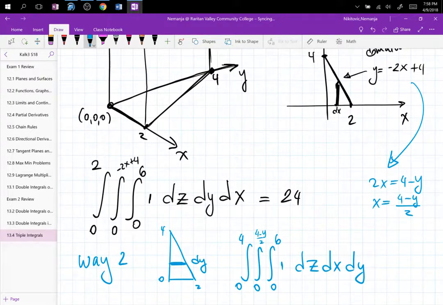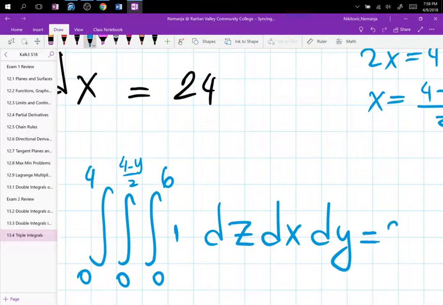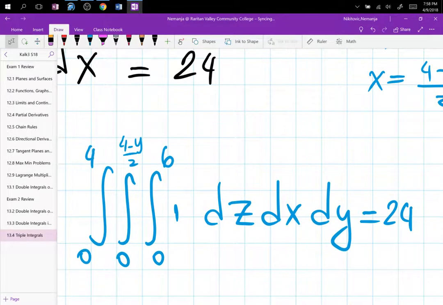So now this blue integral also must equal 24, because the previous one did. Now it's going to be your job, when you start practicing this, to compute both of these and make sure they both give you 24. Because they must. So I hope you see the way this is going to work.